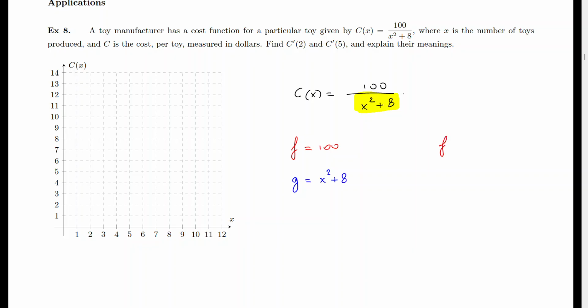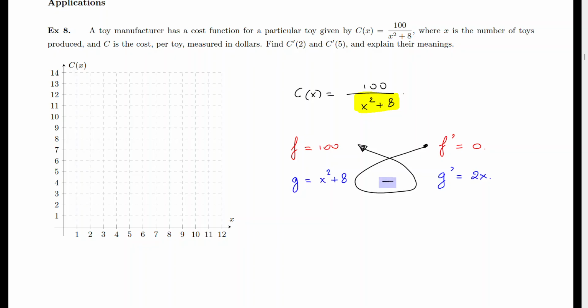And f prime is going to be the derivative of 100, which is 0 because 100 doesn't have any variables. The derivative of 100 is going to be 0. Great. And what about the g prime? The g prime is the derivative of x squared plus 8. Derivative of x squared is going to be 2x, and derivative of 8 is just simply 0. But I'm not going to write down the 0 because 2x plus 0 is just going to be 2x. And this is a fraction problem, so we're going to need a quotient rule. So we'll multiply f prime with g, then g prime with f, and subtract along the way in the middle. So that's how that's going to work.